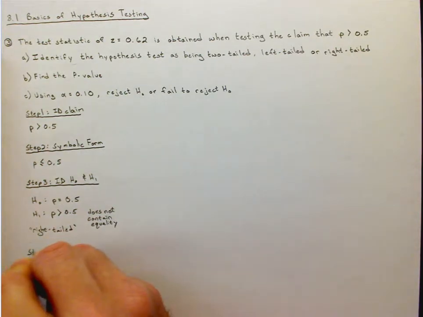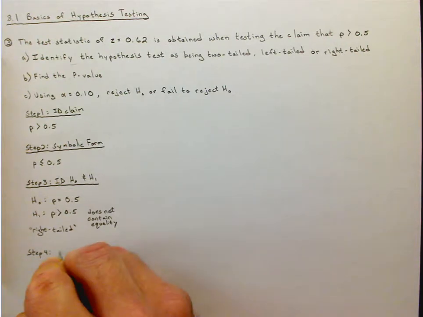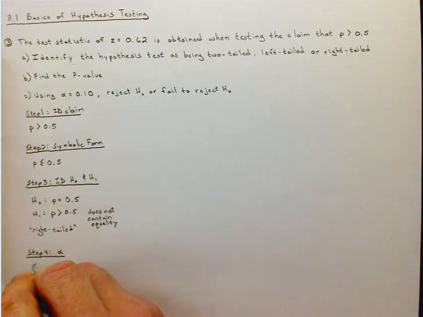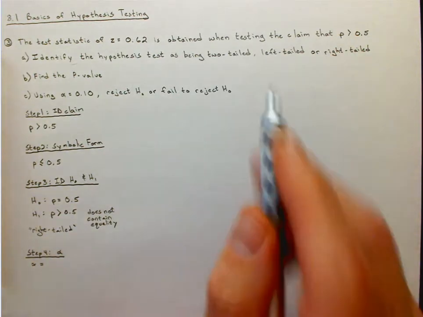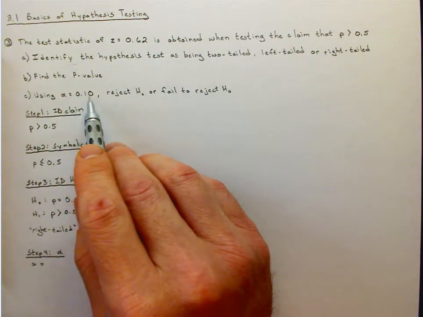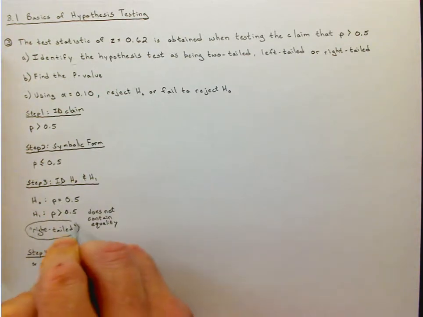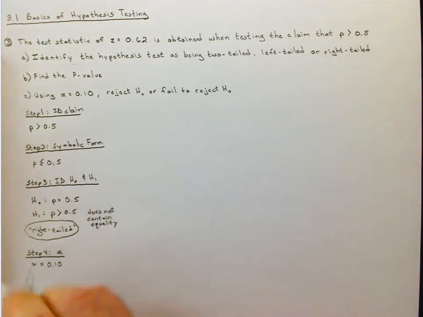Step 4 is significance level. I'll abbreviate that with alpha. And it was given. Alpha equals 0.10. Let me circle that. In step 5, we need to ID the test statistic. And again, that was given. Z equals 0.62.